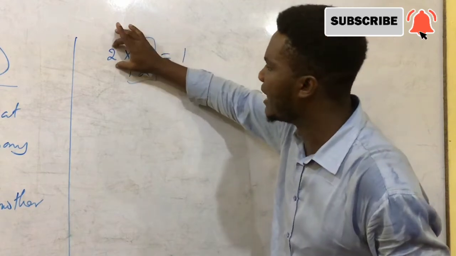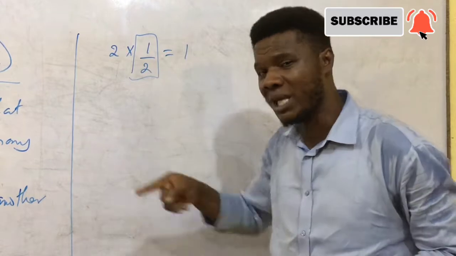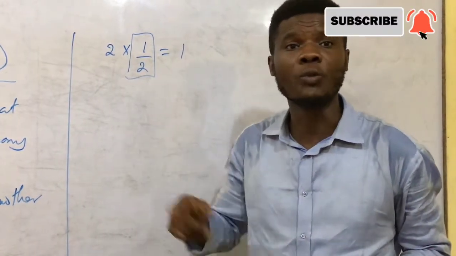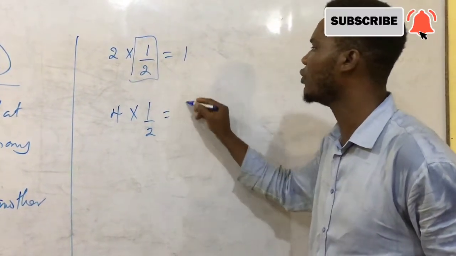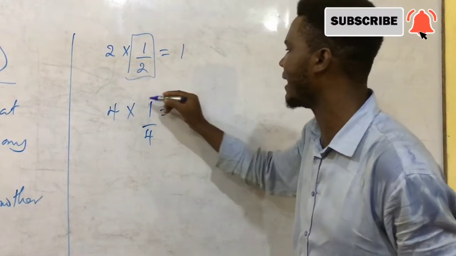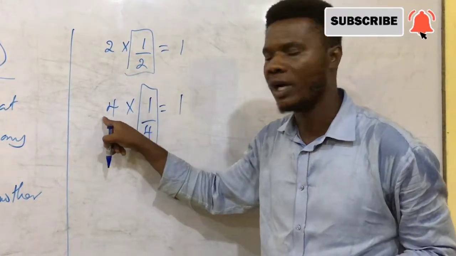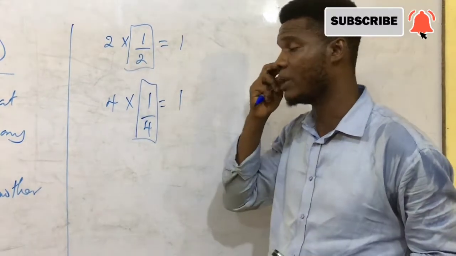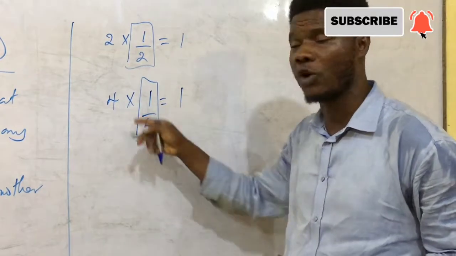So the inverse element with respect to multiplication is 1 over 2 for 2. Does not mean that the inverse element with respect to multiplication for 4 will be 1 over 2. So why is that so? 4 times 1 over 2 will not give you 1. But 4 times 1 over 4 will give you 1. And that means that the inverse element with respect to multiplication for 4 is 1 over 4, because 1 over 4 multiplies 4 to give you 1.